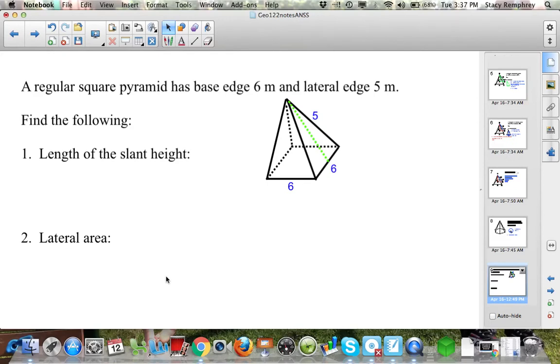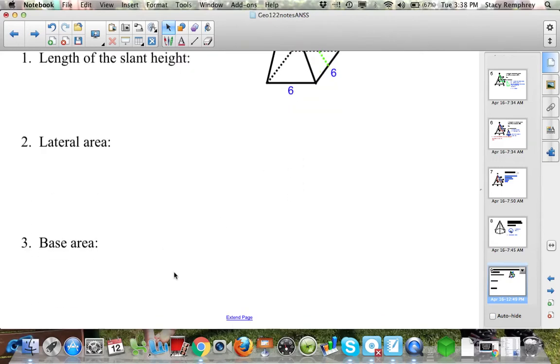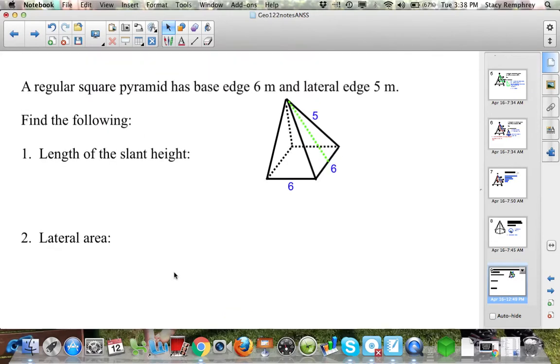The next, we have a regular square pyramid that has base edges 6 and lateral edge 5. So this again is pretty similar to what we did earlier. Again, I would like you to push pause and try these problems on your own. In this problem, I'm asking you to find the slant height, which is green, the lateral area, and the base area. So please make sure you try to do all 3 of those. So push pause now.